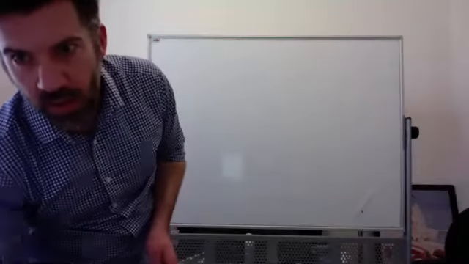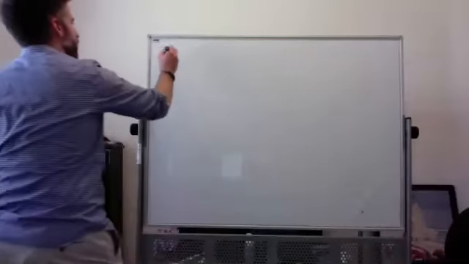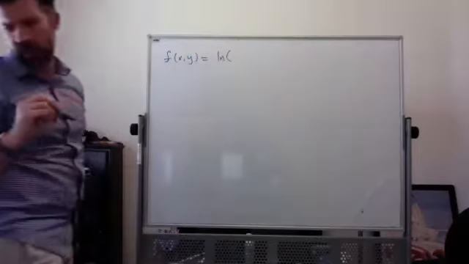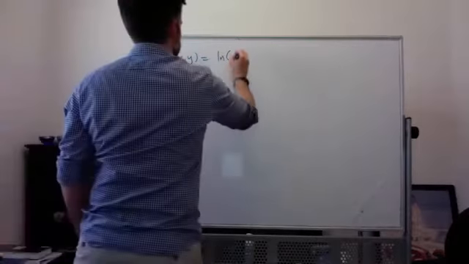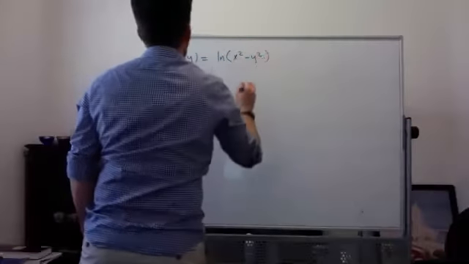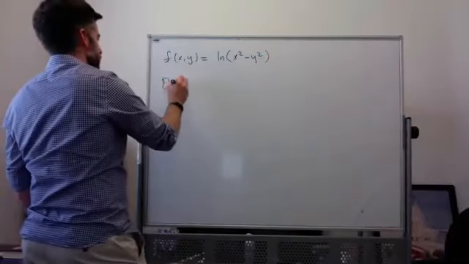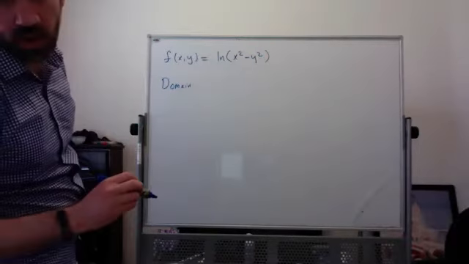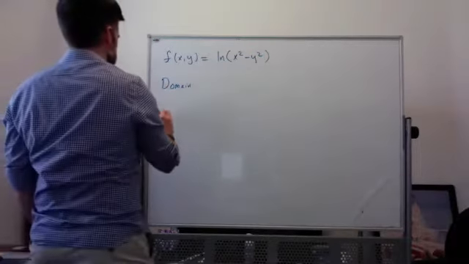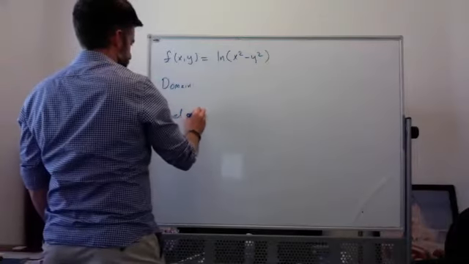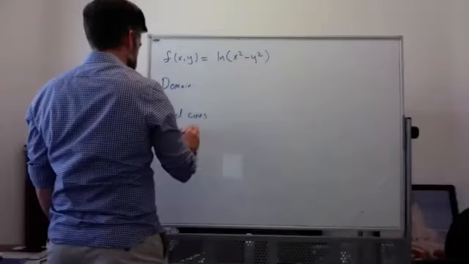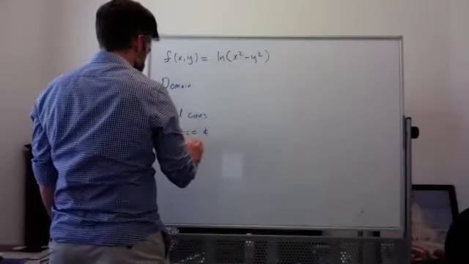So, let me pull this up here. Consider the function f of x, y equal to the natural log of x squared minus y squared. I want to find the domain. And I want to find the level curves at z equal to 0 and z equal to 2.